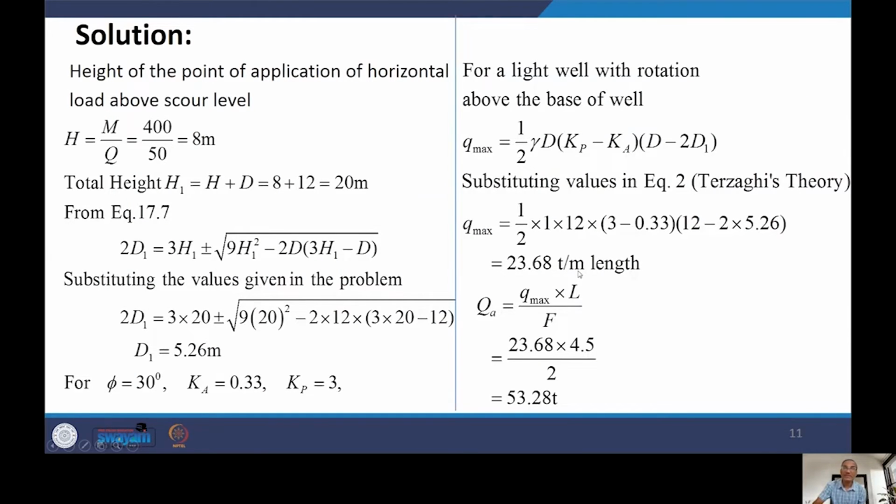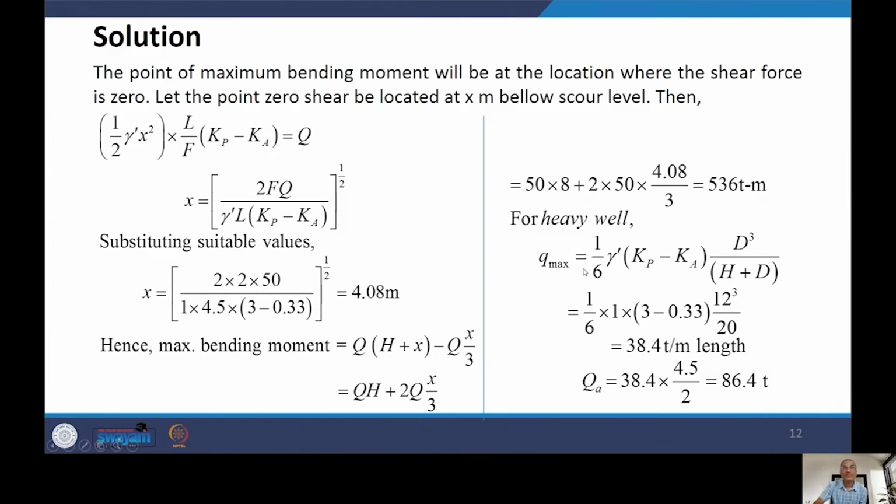Now this was the case when you are considering that the well is not a heavy well. For this case, the point of maximum bending moment will be at the location where the shear force is 0, and let the point of zero shear be at x meter below scour level. Then the value of x can be found from this relation of gamma and x square into L by F into Kp minus Ka equal to Q. All things are known in this equation, and once you put in the numbers, you get x equal to 4.08.